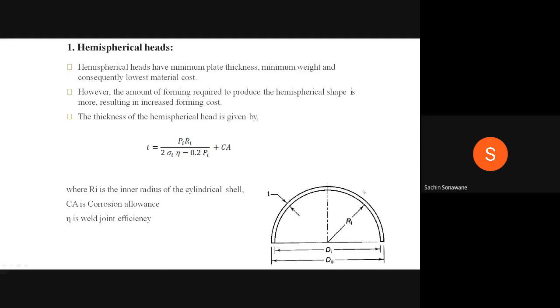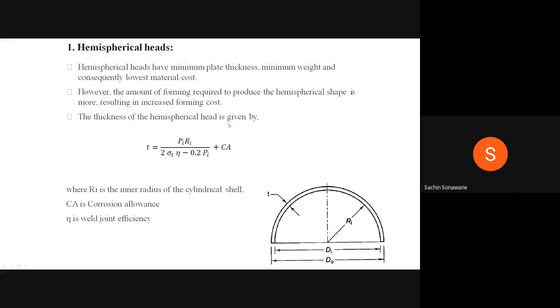This is nothing but the hemispherical head. Ri is inside radius. T is thickness of the hemispherical head. Di is inside diameter. Do is outside diameter. Hemispherical heads have minimum plate thickness, minimum weight, and consequently lowest material cost. However, the amount of forming required to produce the hemispherical shape is more, resulting in increased forming cost.